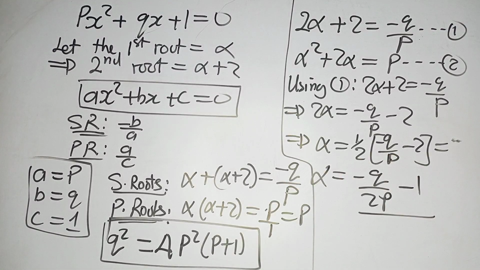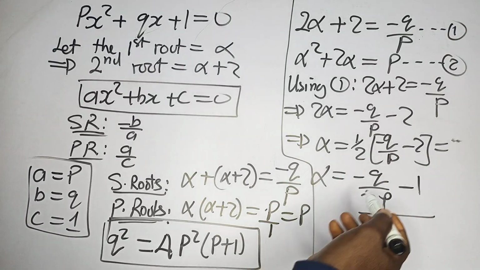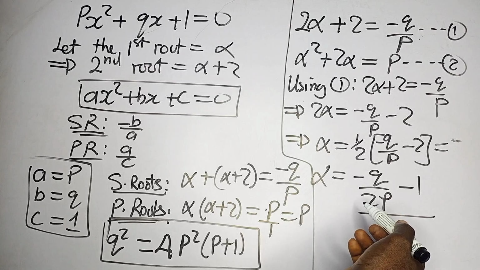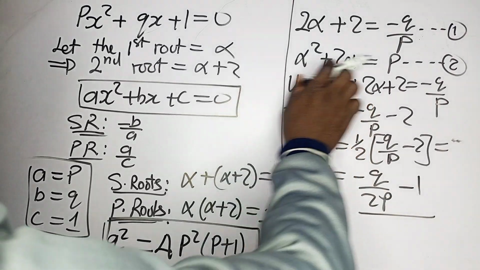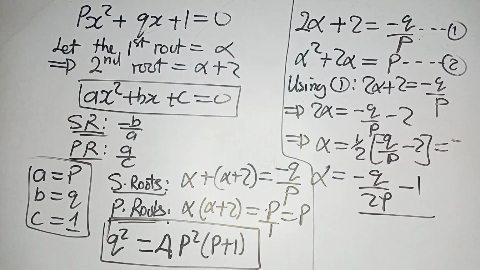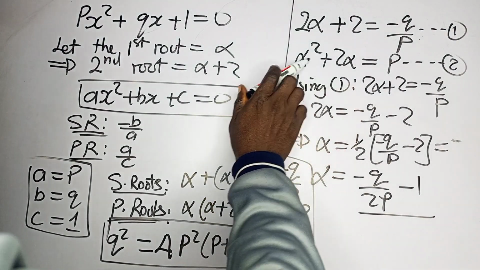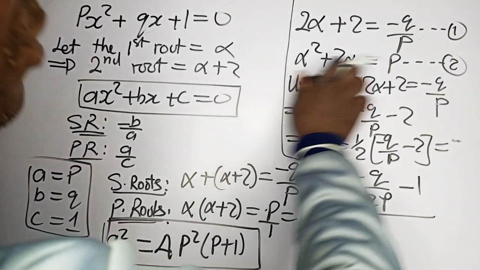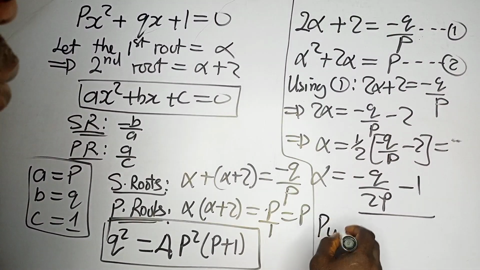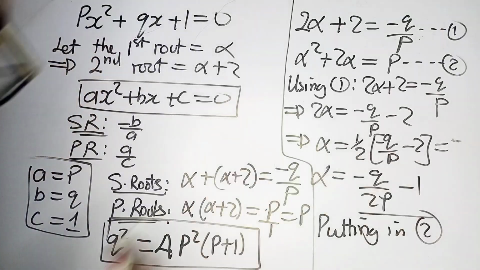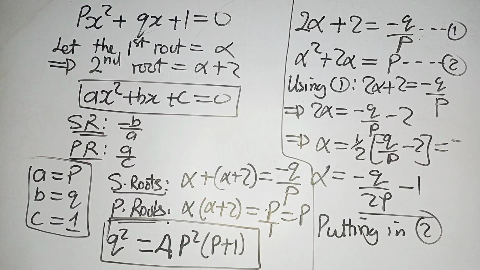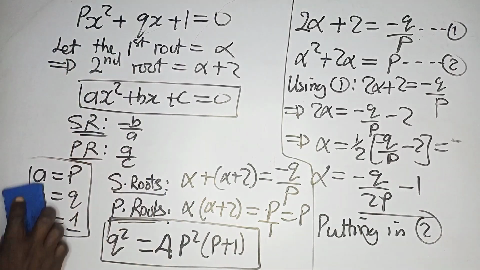We got the expression for alpha. Now let's take this expression for alpha. Since we earlier used equation 1, we'll now have to put it back in equation 2. That's the substitution method for solving simultaneous equations. We can't go back to equation 1. We now have to put this expression for alpha in equation 2. So putting it in equation 2, what do we obtain?